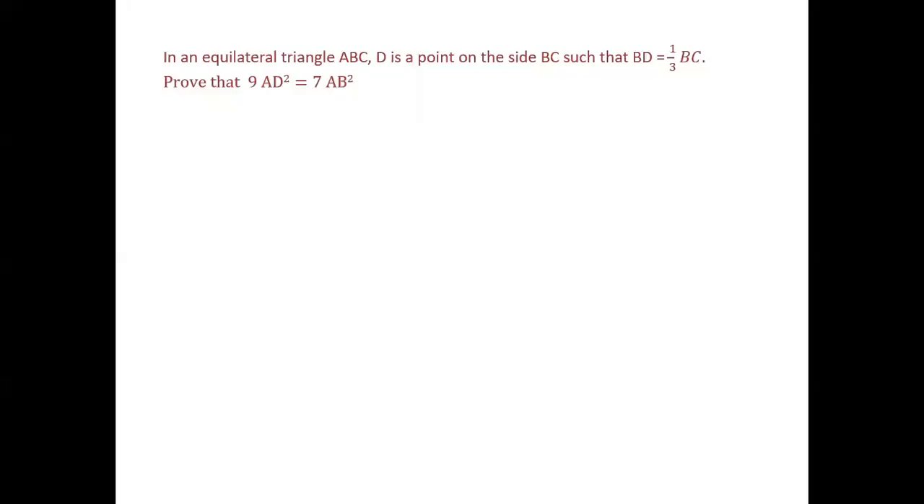In an equilateral triangle ABC, D is a point on the side BC such that BD is equal to 1 by 3 BC. Prove that 9AD square is equal to 7AB square. This is what I have to prove. It's an equilateral triangle, so let's see the solution.